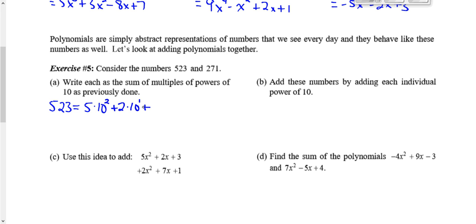Yep, plus 3 times 10 to the 0, right? Now let's do the 271. Plus 2 times 10 to the second, plus 2 times 10, or 7 times 10. Yes, 7. You got me.